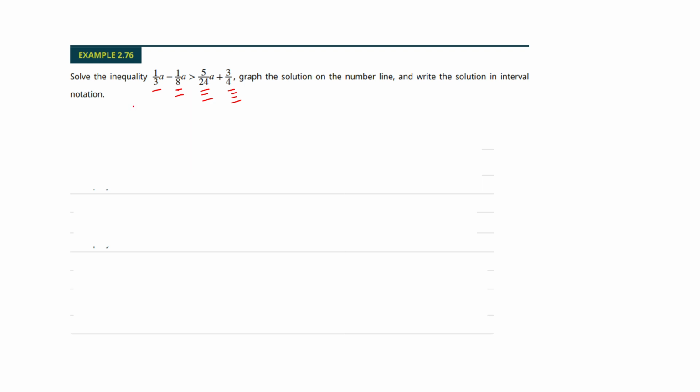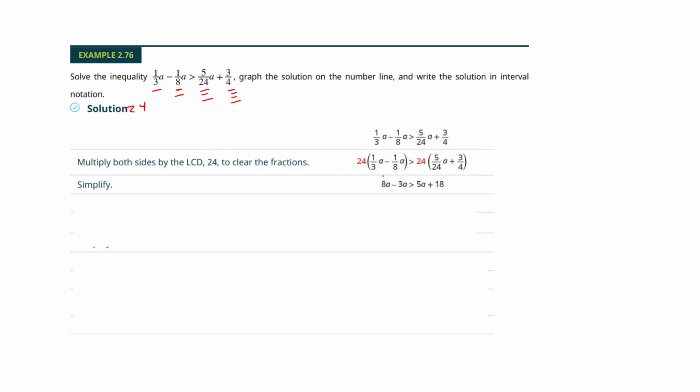Now my LCD here is 24. So I'm going to multiply every part of this problem by 24. Now, let's see, they're probably not shown in a way I like. What's good enough, I guess. So we're going to send the 24 to everything. 24 and a third is 8a. 24 and 1/8 is 3a. 24 and 5/24. You see what's happening here? It's just allowing me to reduce. Now, I have eliminated all of the fractions from the problem, which is going to make working this a great deal easier.